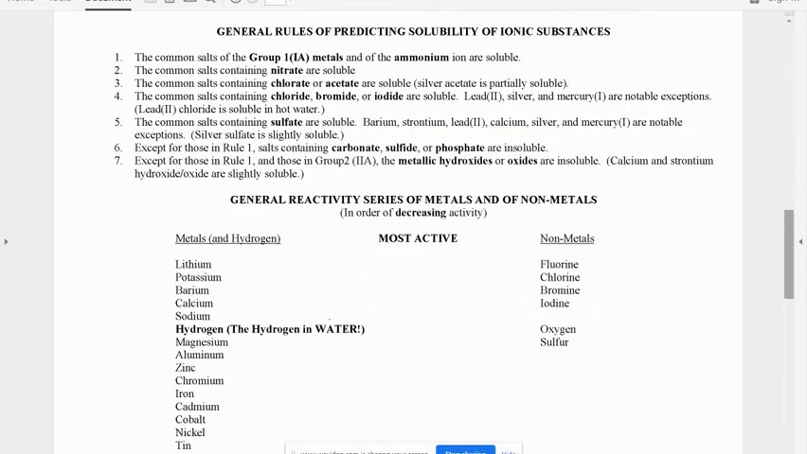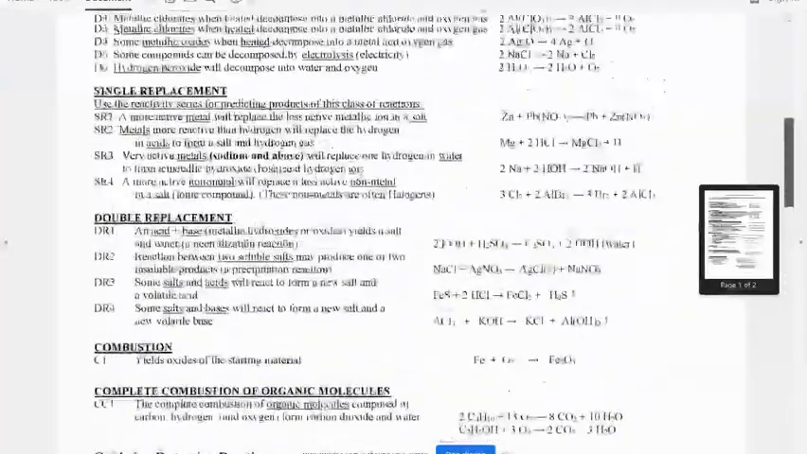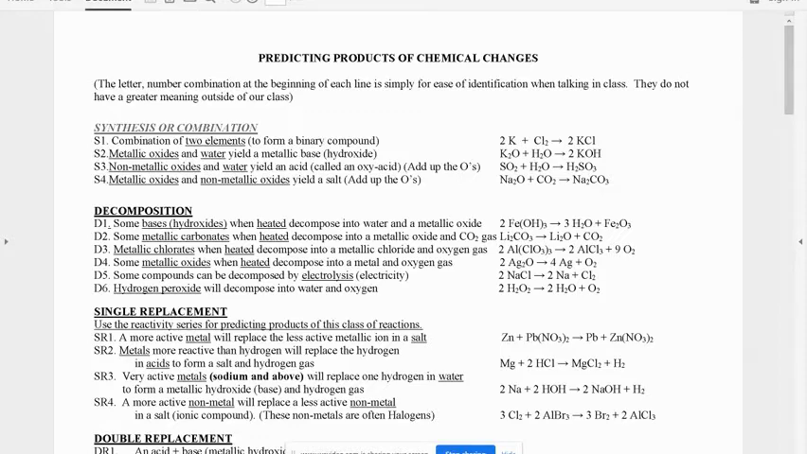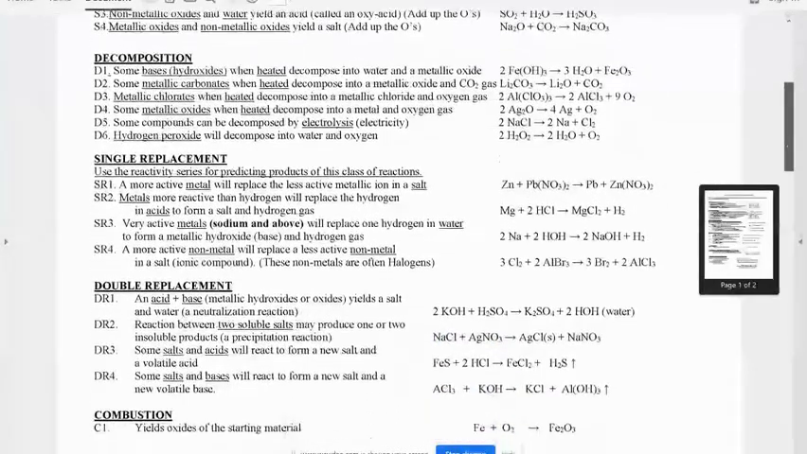Okay, so I saw a lot of questions yesterday on trying to determine what is going to be the precipitate in double replacement reactions. So the first thing that we need to do is we need to get out this sheet. This is the one that I gave to you last Thursday, or you can also find it on Google Classroom. And we need to look at the back page of it.